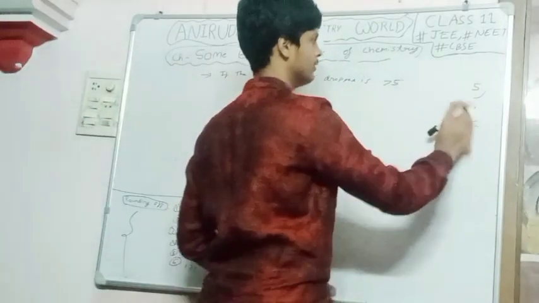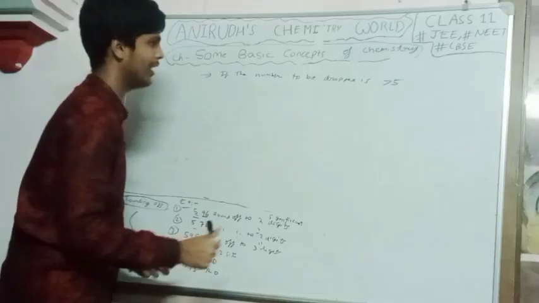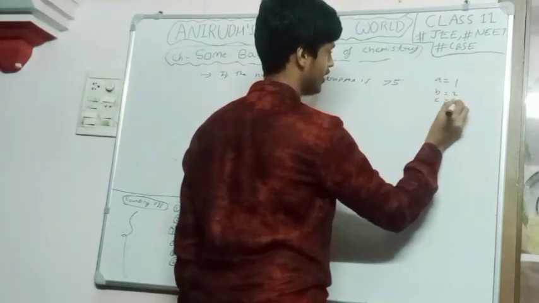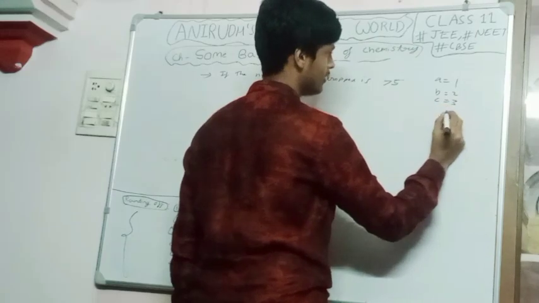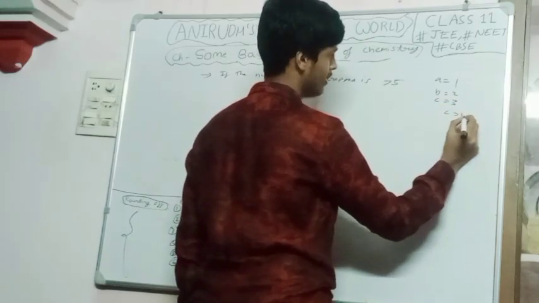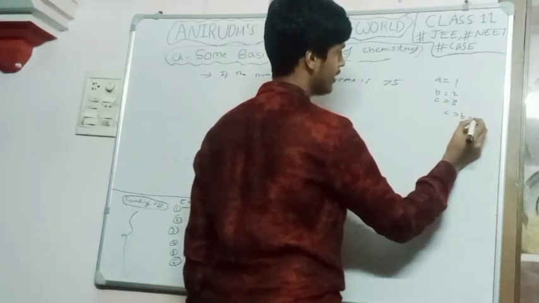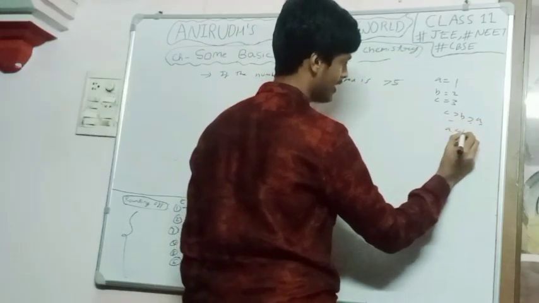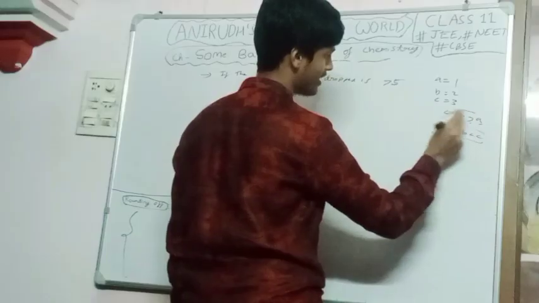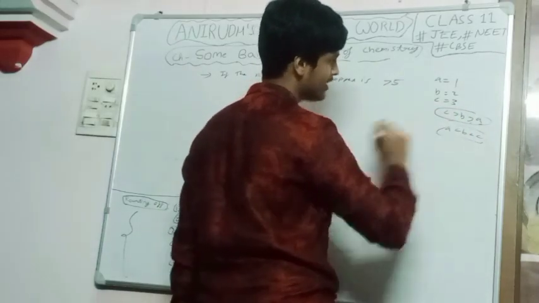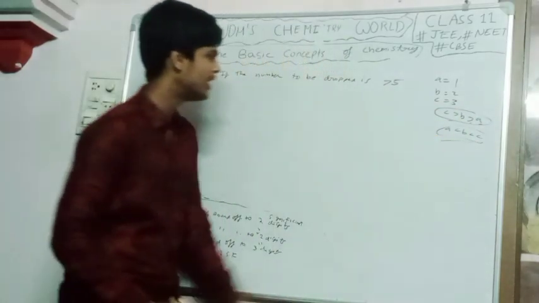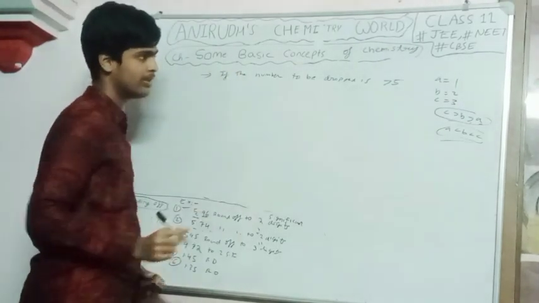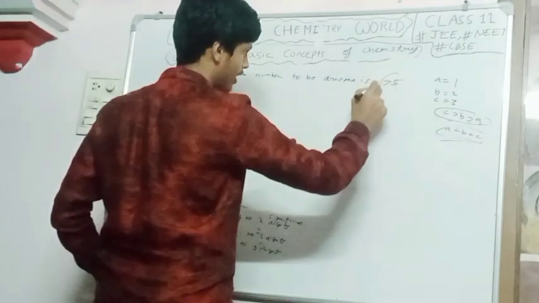Okay, if I tell A is equal to 1, B is equal to 2, C is equal to 3, you need to write C greater than B greater than A, that is 3 greater than 2 greater than 1, or A is less than B is less than C. If you express it with the greater symbol, this is the descending order, and this is the ascending order. This is just a small thing. This basic thing I want to explain from scratch. Okay.